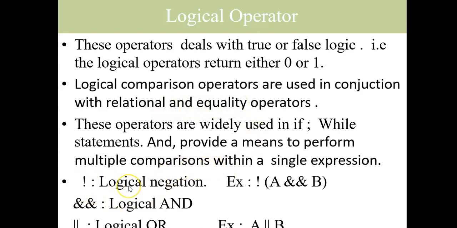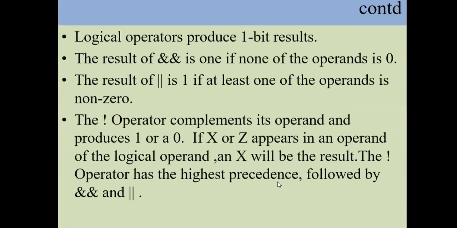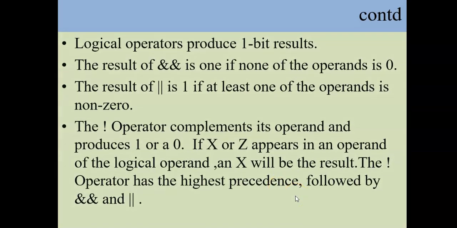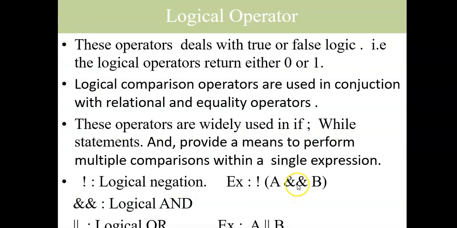The exclamation mark symbol is logical negation, logical NOT. An example: I can take A and logical AND B, and it is negated. Similarly, this is logical AND and logical OR. When I take two parallel lines, it is logical OR. Example: A logical OR B.